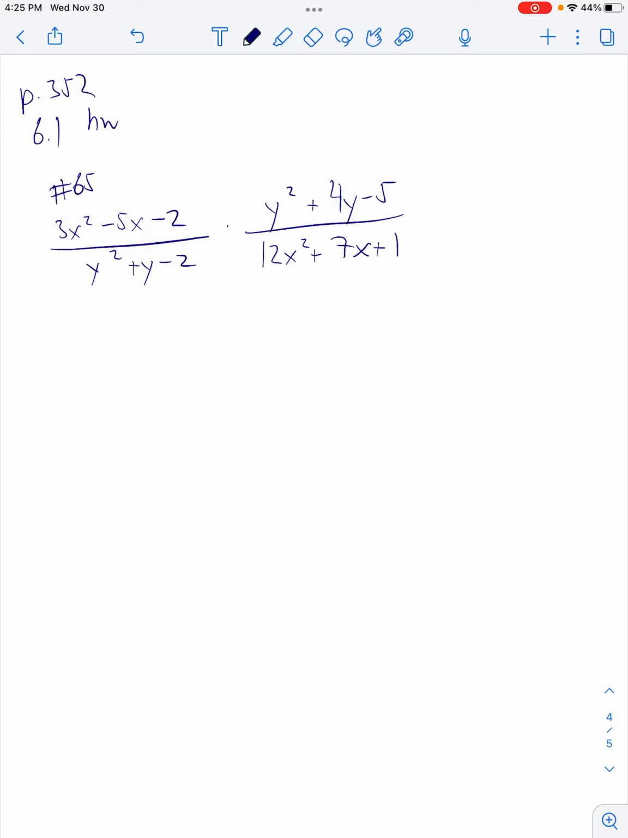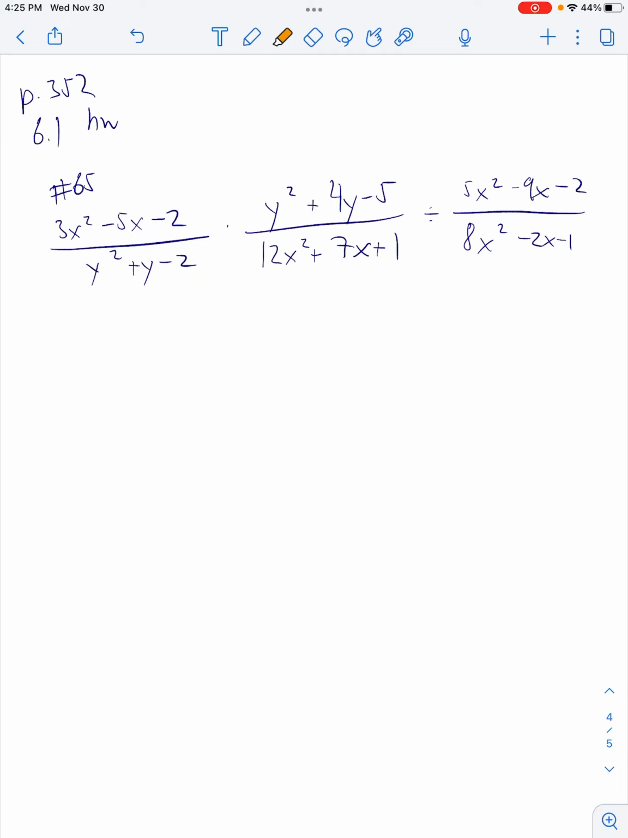Number 65. So it's 3x squared minus 5x minus 2 all over y squared plus y minus 2, times y squared plus 4y minus 5 all over 12x squared plus 7x plus 1, divided by 5x squared minus 9x minus 2 all over 8x squared minus 2x minus 1.